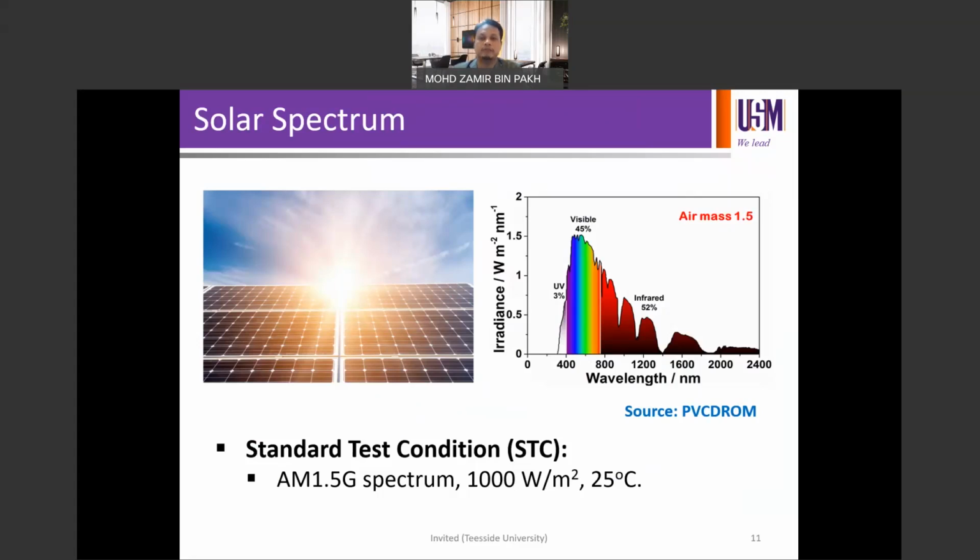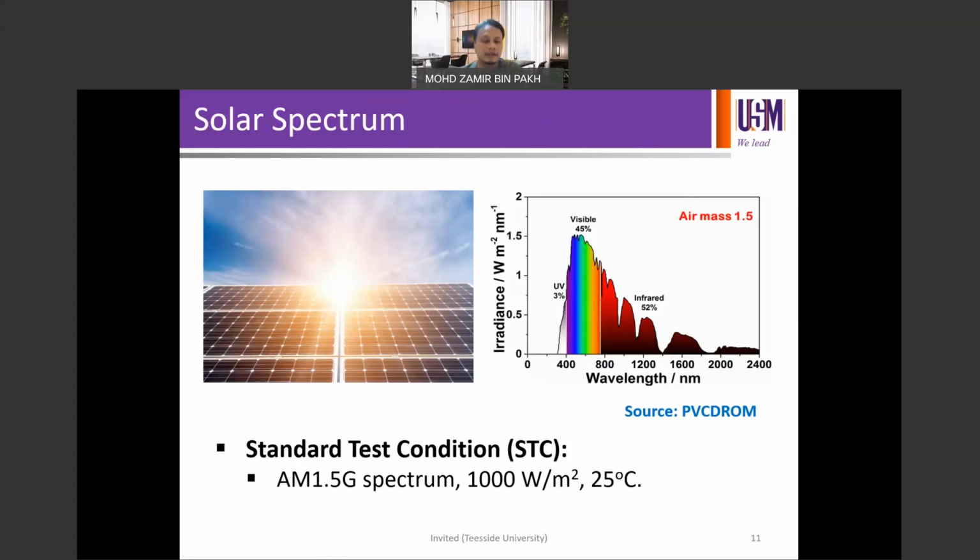If you look at the spectrum here, the peak of the solar spectrum is in the visible region. If you look carefully, the peak is somewhere around 600 nanometer. So that's where you want to optimize in order to harvest as much sunlight as possible in your solar cell, right?